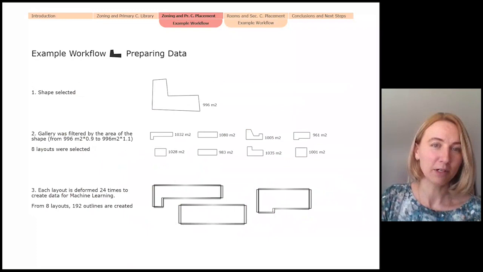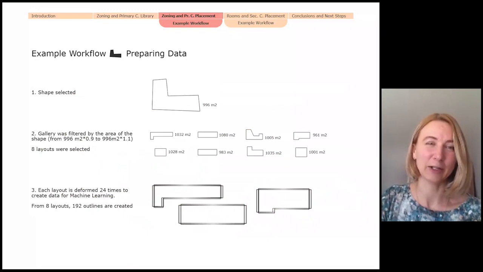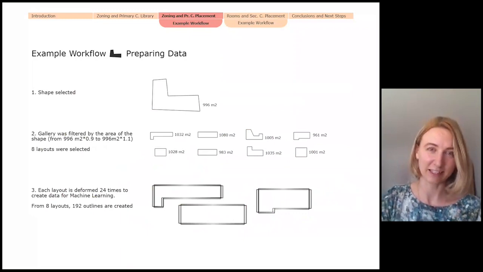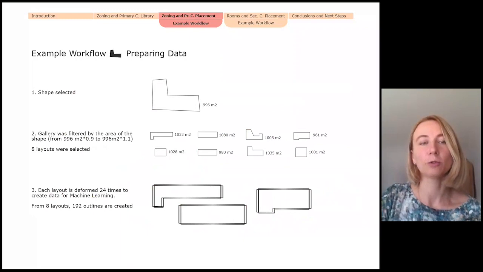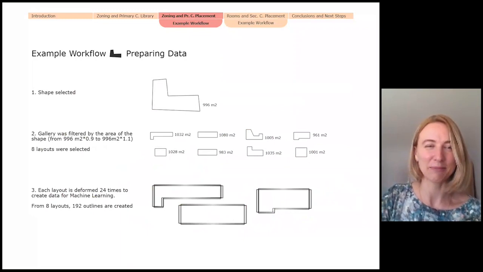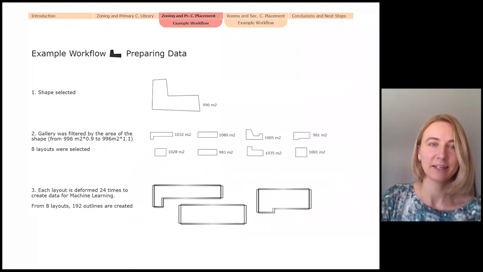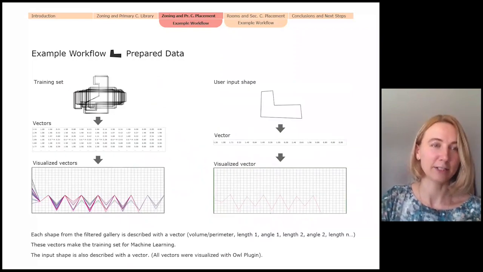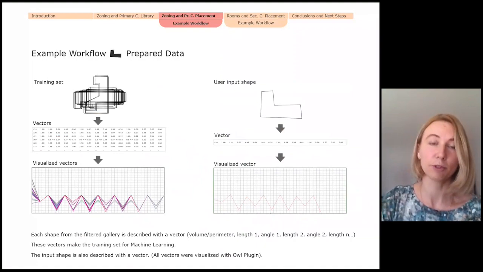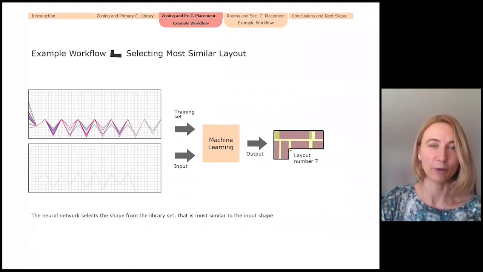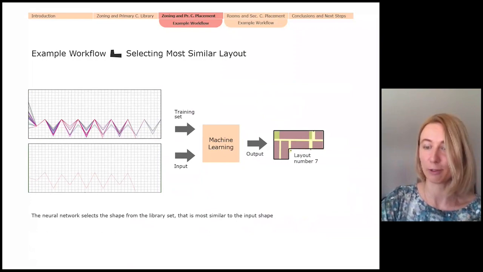So here we have an example of a shape selected, and the machine learning, the filtered result are 8 layouts that have a similar size. And then they are also transformed slightly 24 times to create more data for machine learning. So from 8 layouts, we get almost 200 outlines. And they're described in vectors, and the user input shape is also described in a vector, and the machine learning chooses the most similar layout, which in this case was number 7.